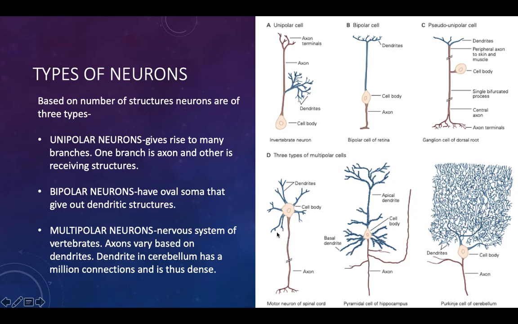Here, this is a very common type of neuron, which is a motor neuron of the spinal cord. And so this is a very normal neuron like this one.